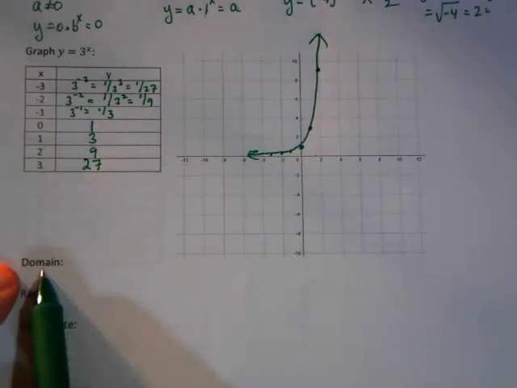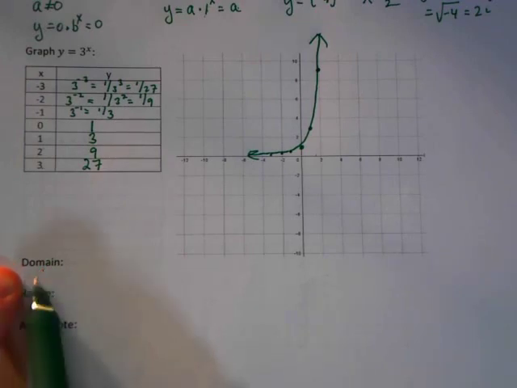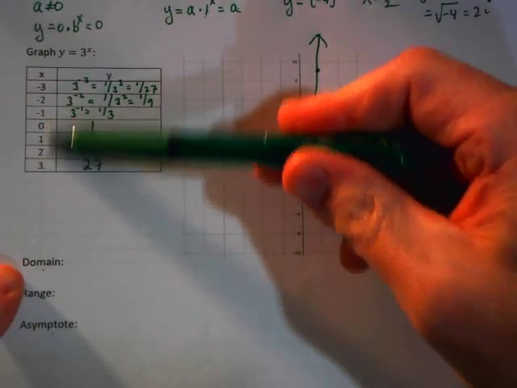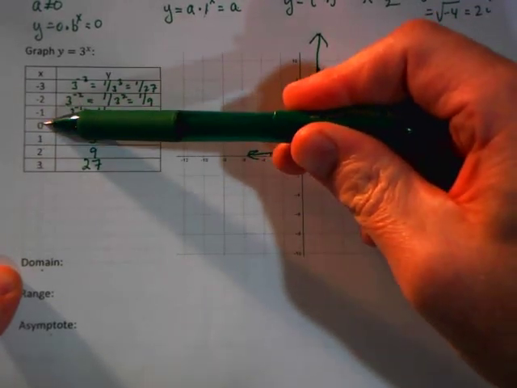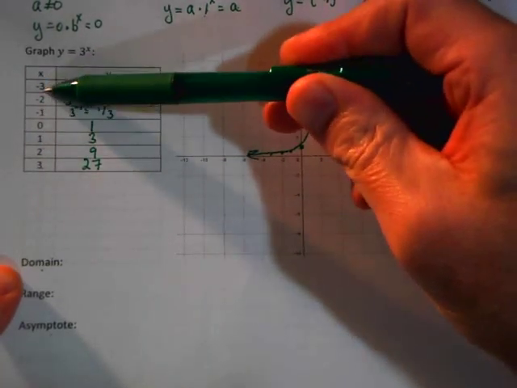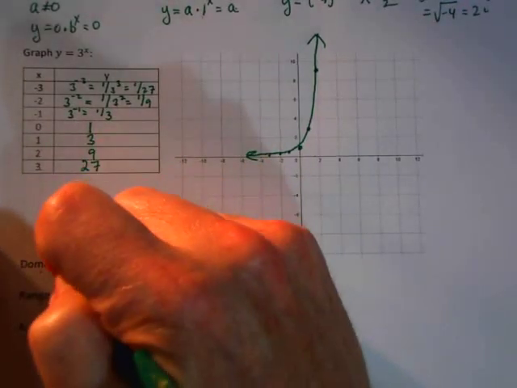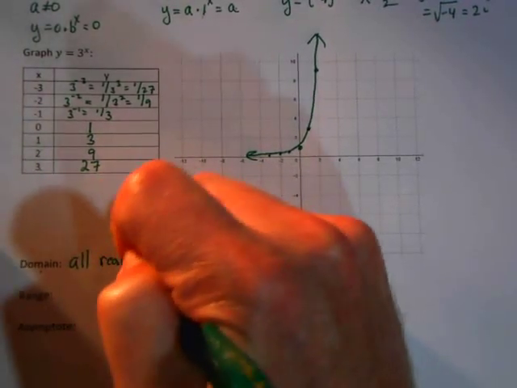Okay, now domain. We haven't used this word in quite a while. Domain means what x numbers can you plug in? And we noticed we were able to plug in positive numbers. We were able to plug in 0. We were able to plug in negative numbers. Looks like we're able to plug in anything. Domain is all real numbers.